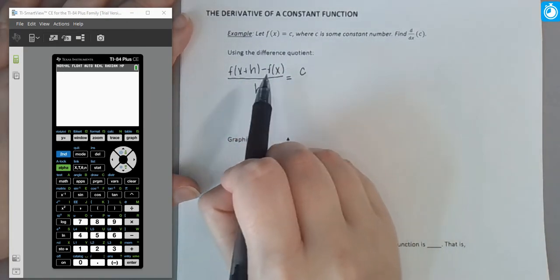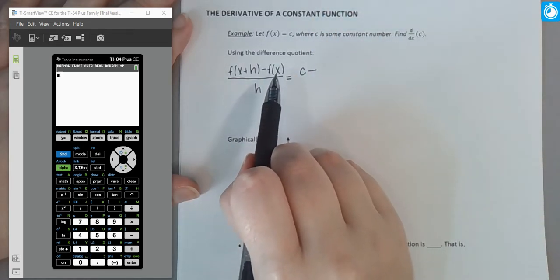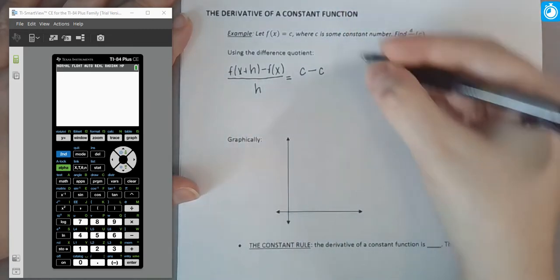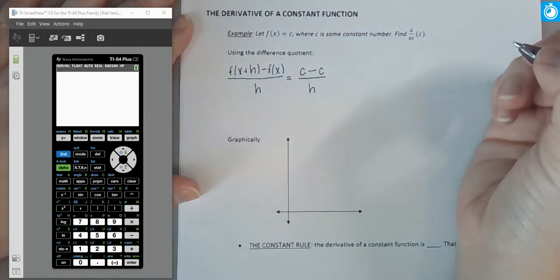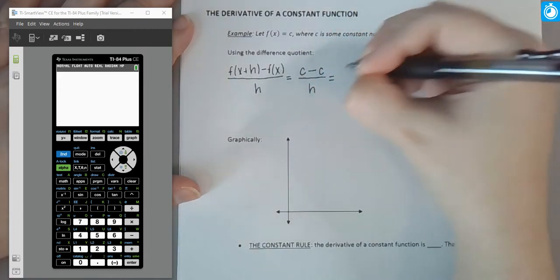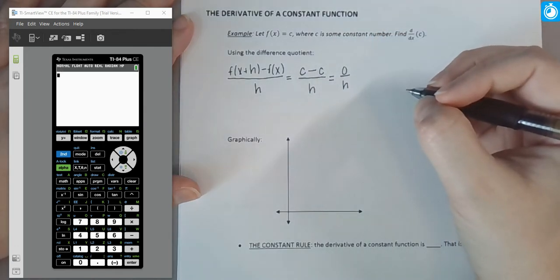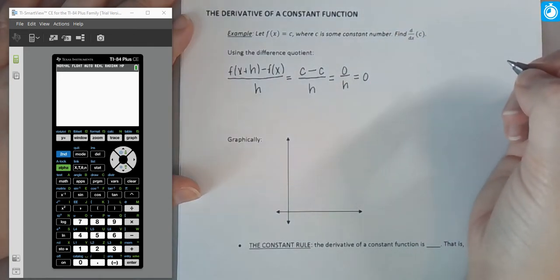Now in the same way, we're subtracting f of x. Well, f of x is also just c. So our numerator is just going to be c minus c, and then of course we have our h in the denominator. Well, anything minus itself is going to be 0, so that's 0 divided by h, which just simplifies to 0.